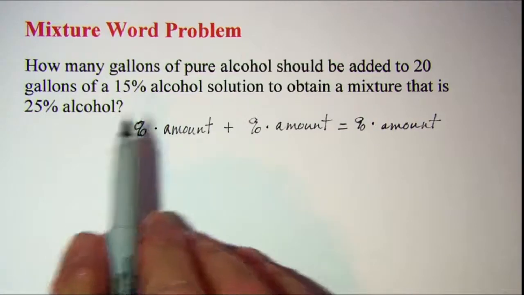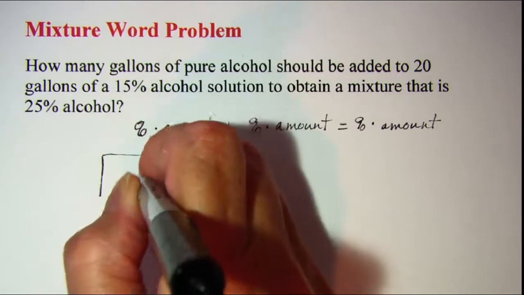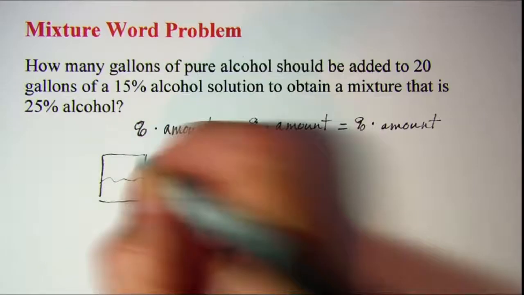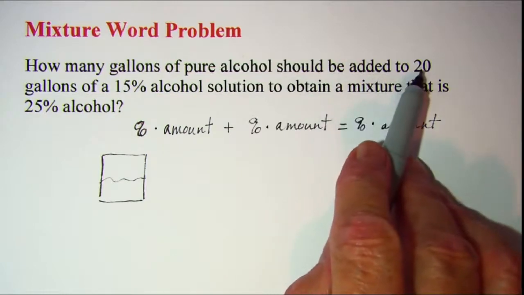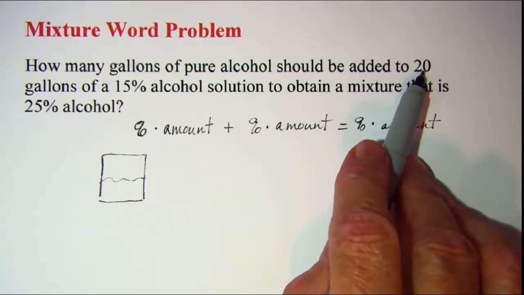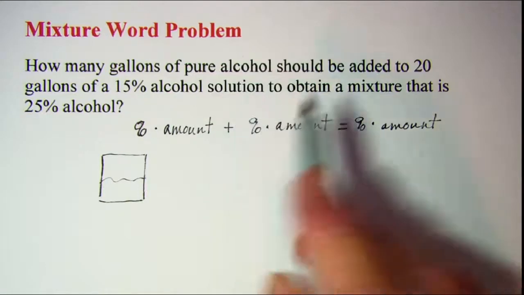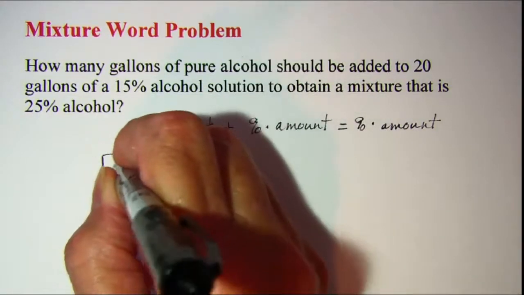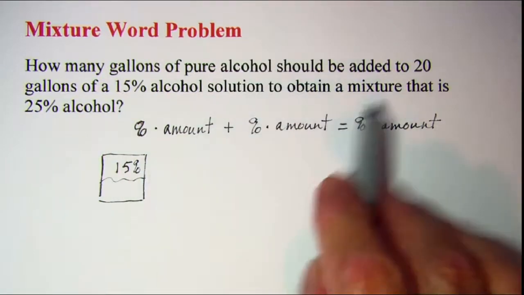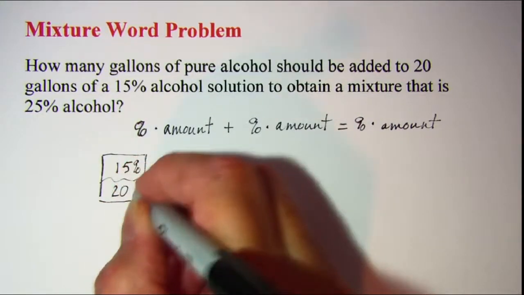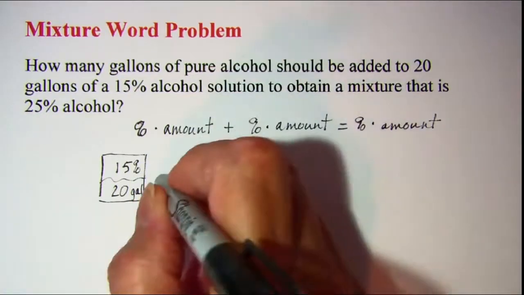Now, whenever I'm working a mixture problem, I like to draw a graphic organizer to help me organize my given information and my variables. So this is my first container that I'm starting with. It is the container that is 20 gallons of a 15% alcohol solution. So I'm going to put my 15% alcohol solution on top, and my amount, which was 20 gallons, I'm going to put at the bottom of this picture.